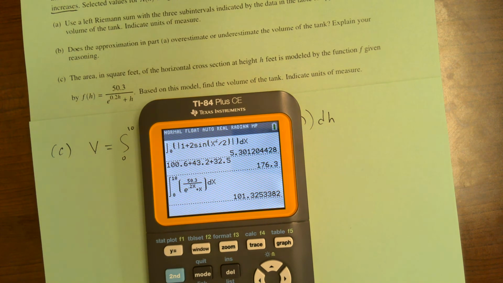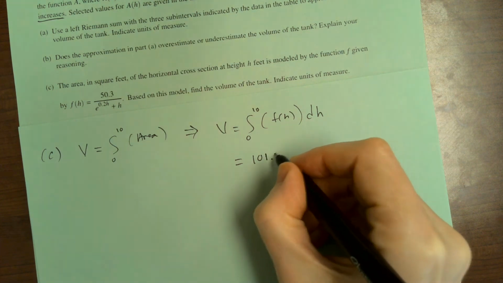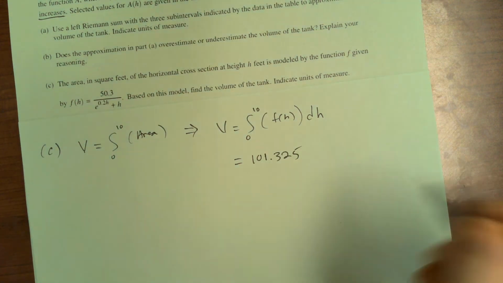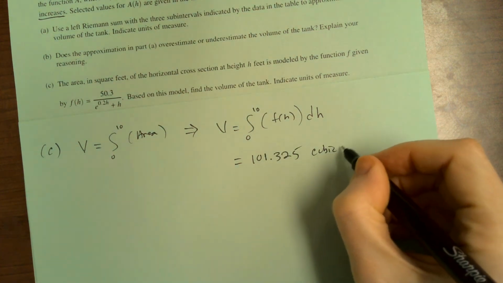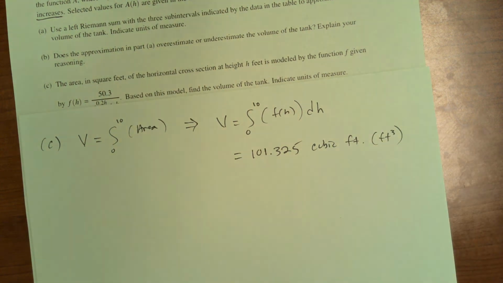Okay, 101.325. Indicate units of measure. This is volume, cubic feet, or you could say feet cubed if you want. Guys, A, B, and C in the bag. Okay, you've got that. You could do it.